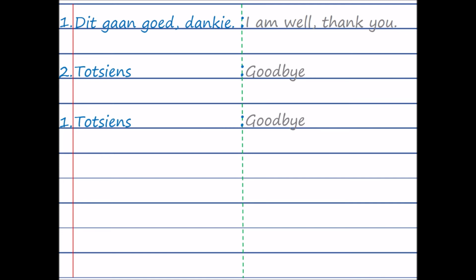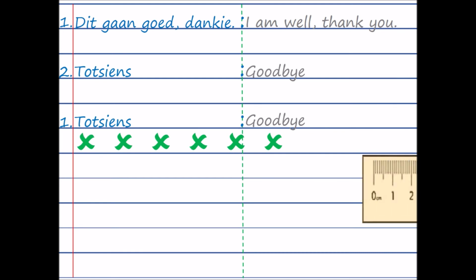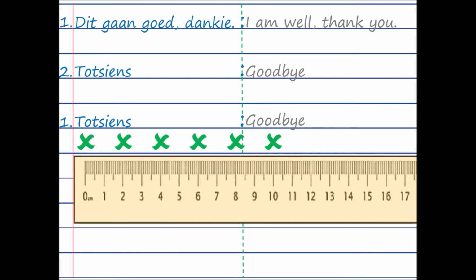Good job. So for now, the writing is done. So grab your ruler, skip a line after tot ziens, and rule off using your blue pen. Just like that.